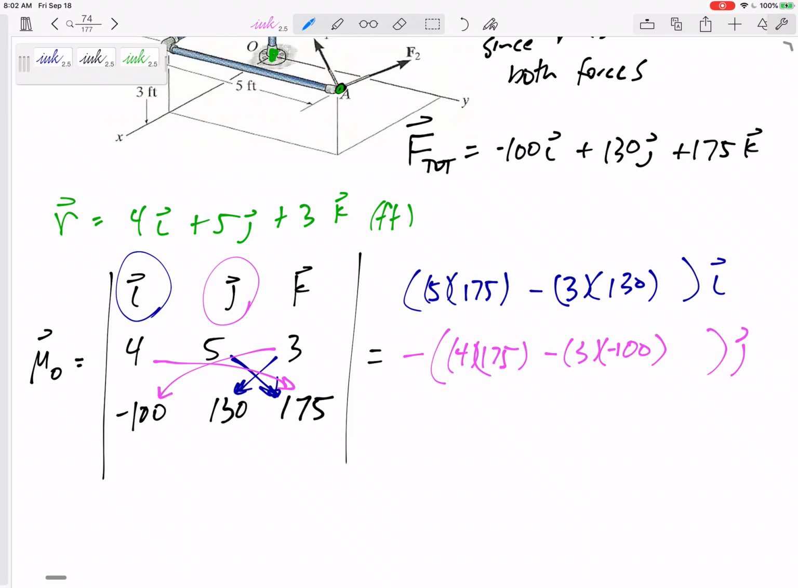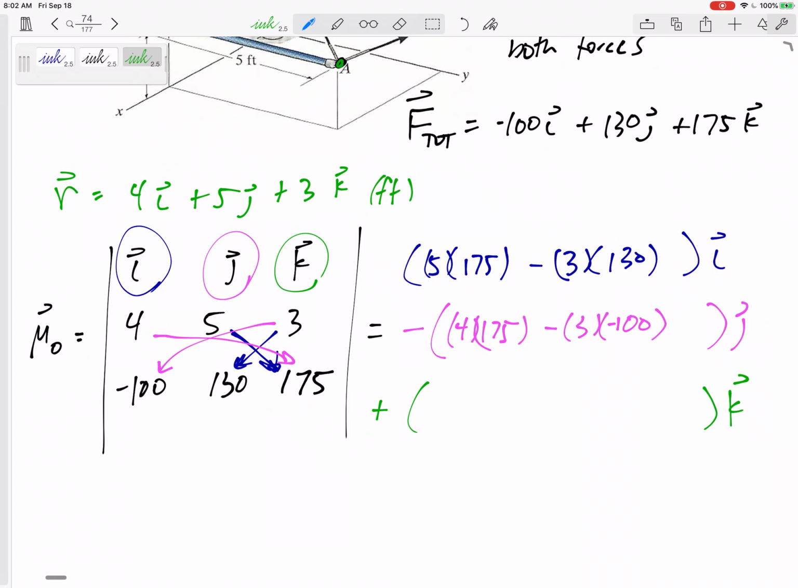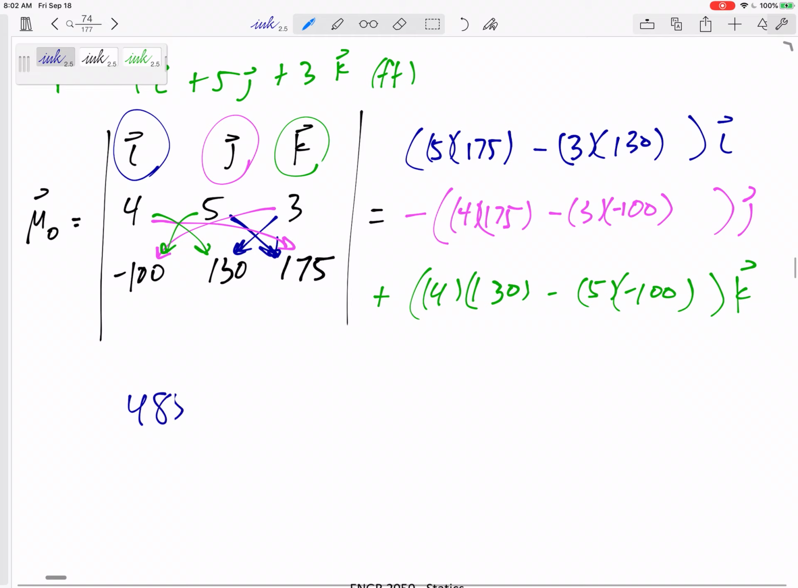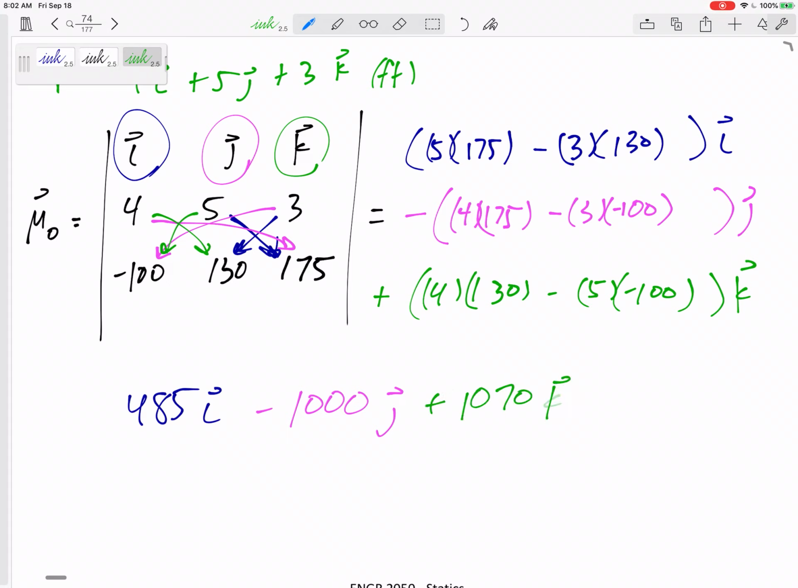And then I'll do a different color. We'll do the K component, and this is the positive. And so K would be this minus this, right? 4 times 130 minus 5 times negative 100. And so I would get 485 in the I. And then the math would give me negative 1,000 in the J. And then finally, positive 1070 in the K.